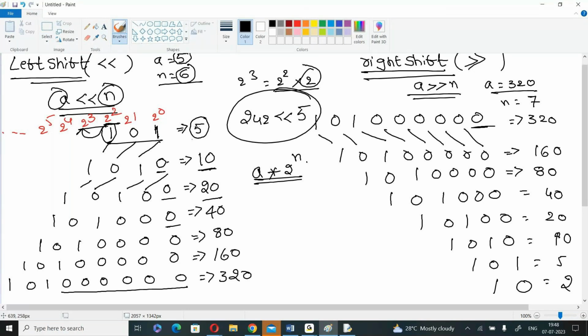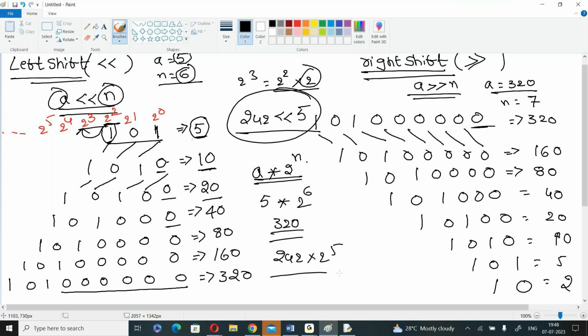If you have any doubt, check. What is my number? 5 into 2 power 6. 2 power 6 means 64. 64 into 5, 320. You are getting the answer directly. So in this case, simply 242 into 2 power 5. 242 into 32, you get the answer.